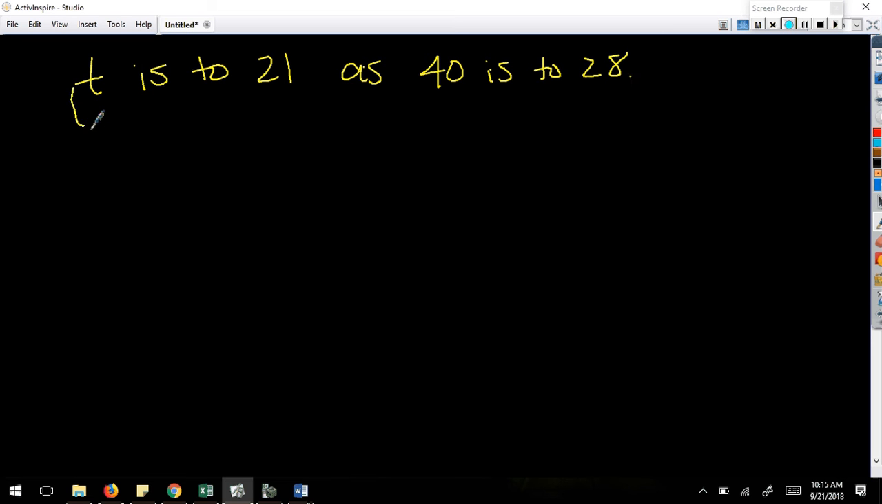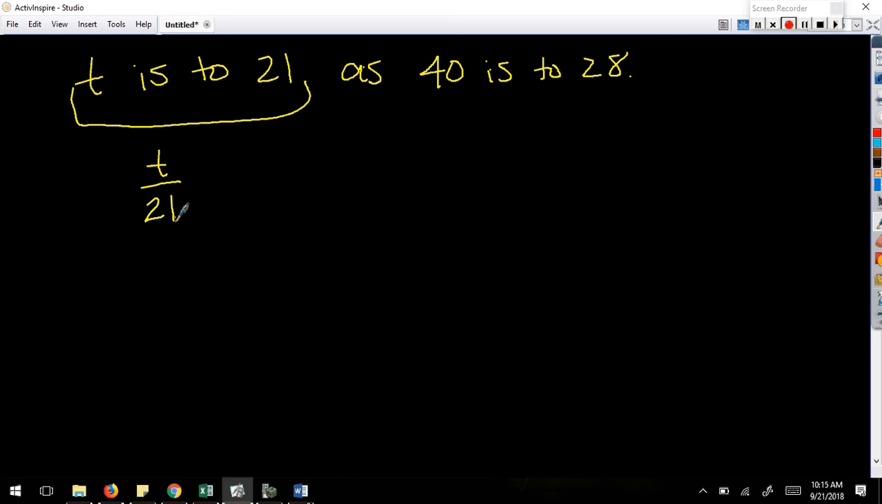So this part, T is to 21. What does that look like as a ratio? T over 21. Write it exactly the way it gives it to you in the problem. As you read it, write it. The variable can be anywhere in the fraction. It doesn't have to be in the bottom or the top, it could be either. So I can keep 21 over T.